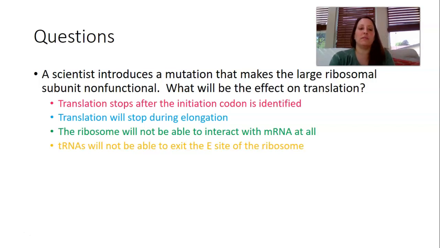Okay, so first question. A scientist introduces a mutation that makes the large ribosomal subunit non-functional. What will be the effect on translation? So in pink here, translation stops after the initiation codon is identified. Translation will stop during elongation. Green, the ribosome will not be able to interact with mRNA at all. Or yellow, tRNA will not be able to exit the E site of the ribosome. So take a minute and think about that.